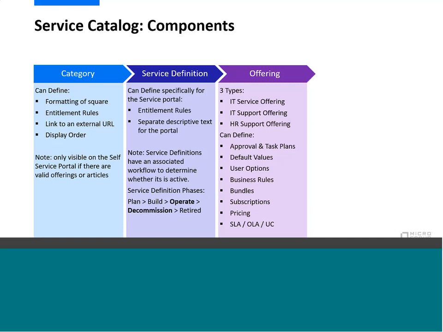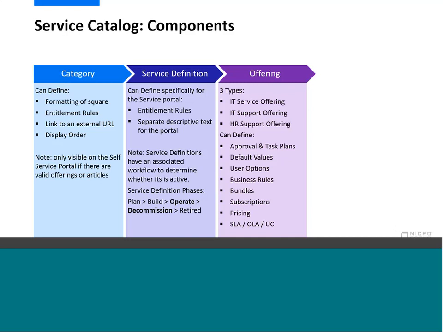There's lots of different data that you can set on offerings. With those ones I've listed some of the main ones that people tend to use. So the actual task plans, default values, any business rules specific for the offerings, whether it's a bundle and it generates multiple requests off an individual offering in the catalog. Likewise, you've got subscription and pricing information, or also your service level measures against it.